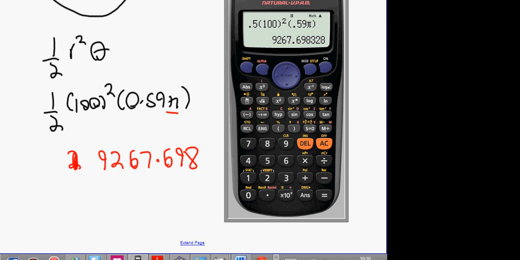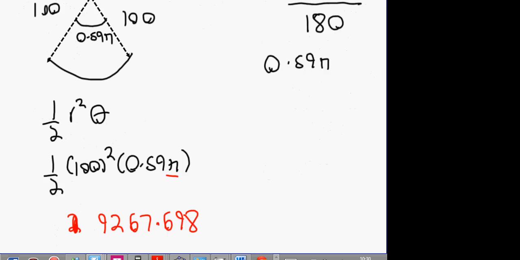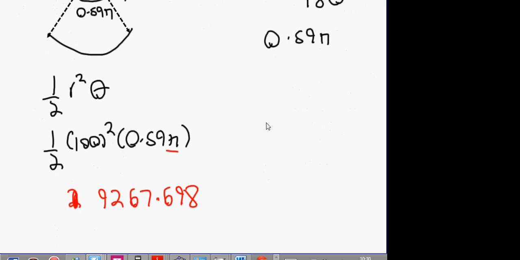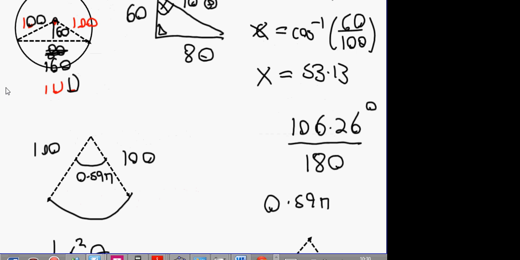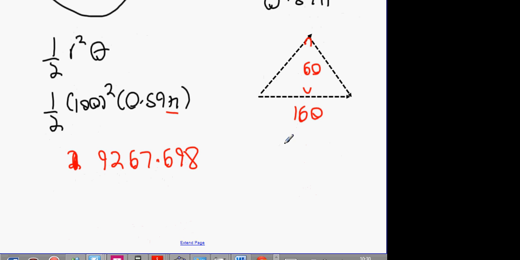Okay? Now guys, what happens next is we're going to get the area of the triangle. The area of the triangle: the base is twice 80, which is 160. The perpendicular height was 60. So a half base by height, so half 60 by 160 gets me what? I think it's going to be 4,800.